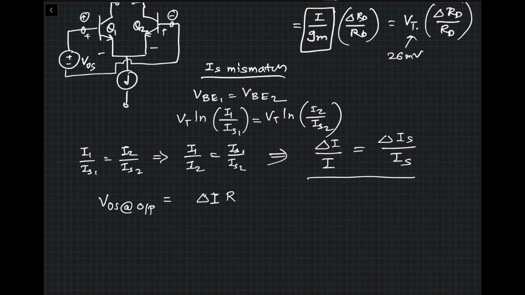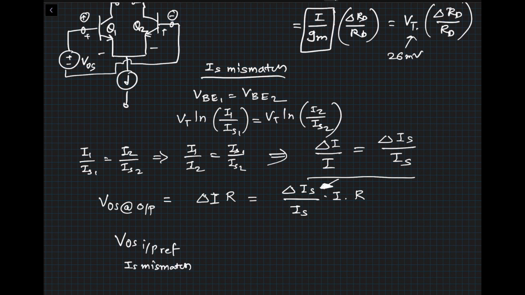Delta R I R. So this would then become, this is equal to delta, what is this value? This is going to be delta IS divided by IS times I times R. So it comes from this equation right here. Then VOS input referred, because of IS mismatch, would be this whole value divided by the gain of the amplifier. So it would be delta IS divided by IS times I R, and then we divide that by GM R. So that would be our input referred offset.